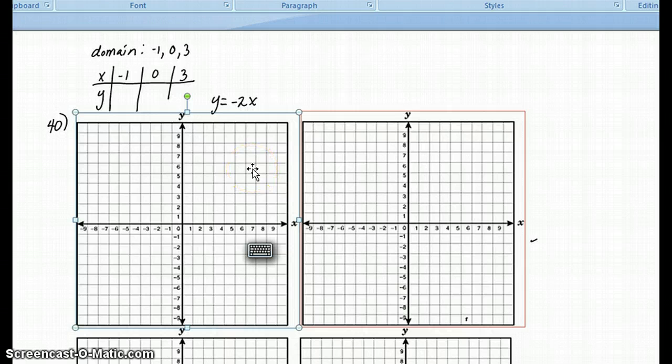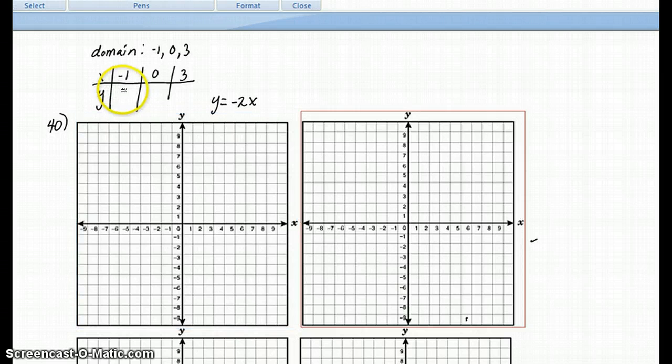So all we do, and this is a mental math problem, I'm allowing you to pick the domains. I pick -1, 0, and 3. You can pick anything that will fit on the graph as long as your output is within that 0 to 10. So we substitute in the -1 that I have for my x value. -2 times the substitution of -1 is going to be +2. So we'll write +2 there.